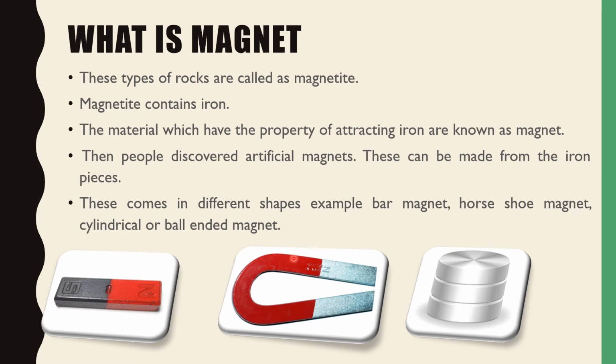They come in different shapes. For example, here you can see a bar magnet. Here you can see a shoe magnet. Here is one cylindrical magnet, and one more type of magnet is there, that is ball ended magnet, and many more other shapes are also there, which you can see.